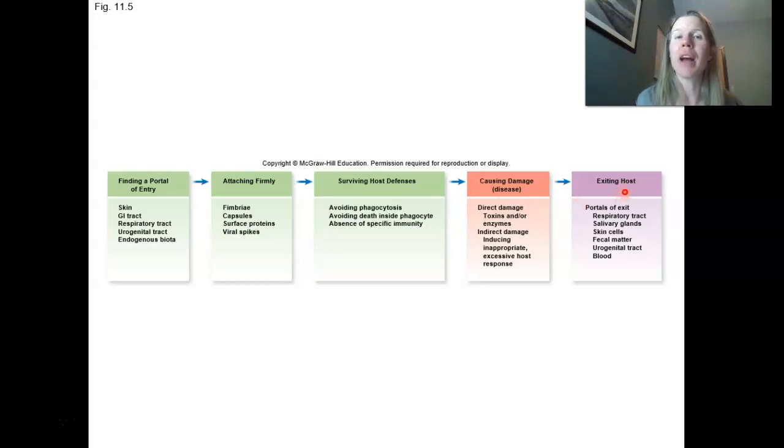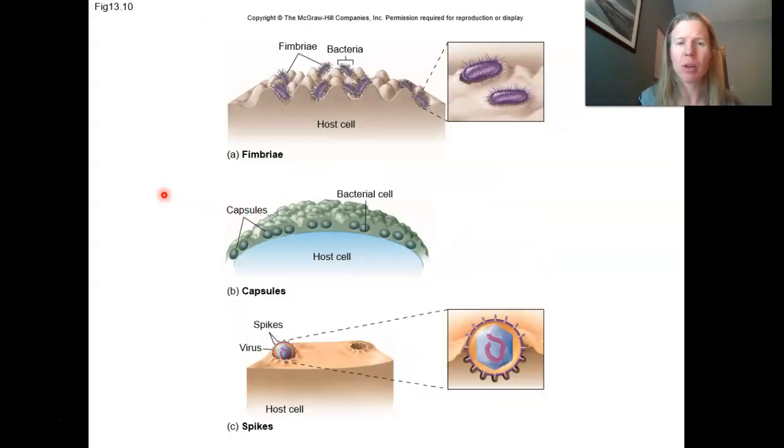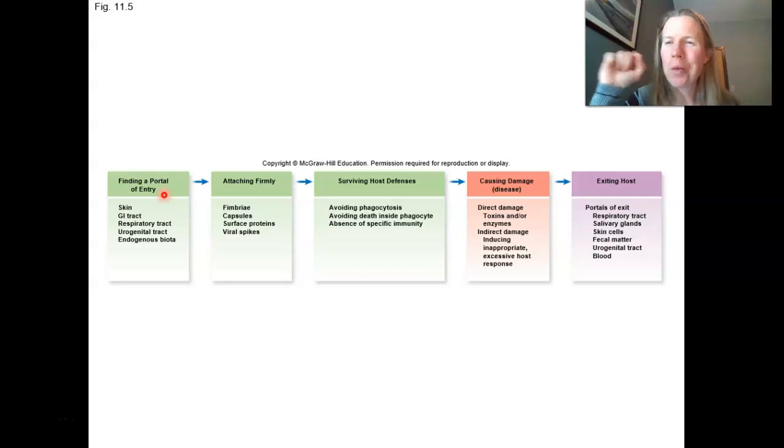And then it also needs to find a way out of the host so that it can get into another host. And remember, it's not going to have forever to do this, because our immune system is going to come looking for it. So let's start by looking at this idea of there being a portal of entry. This is not the slide I wanted at all. When we think about a portal of entry, you have to think about how these microbes are getting in.